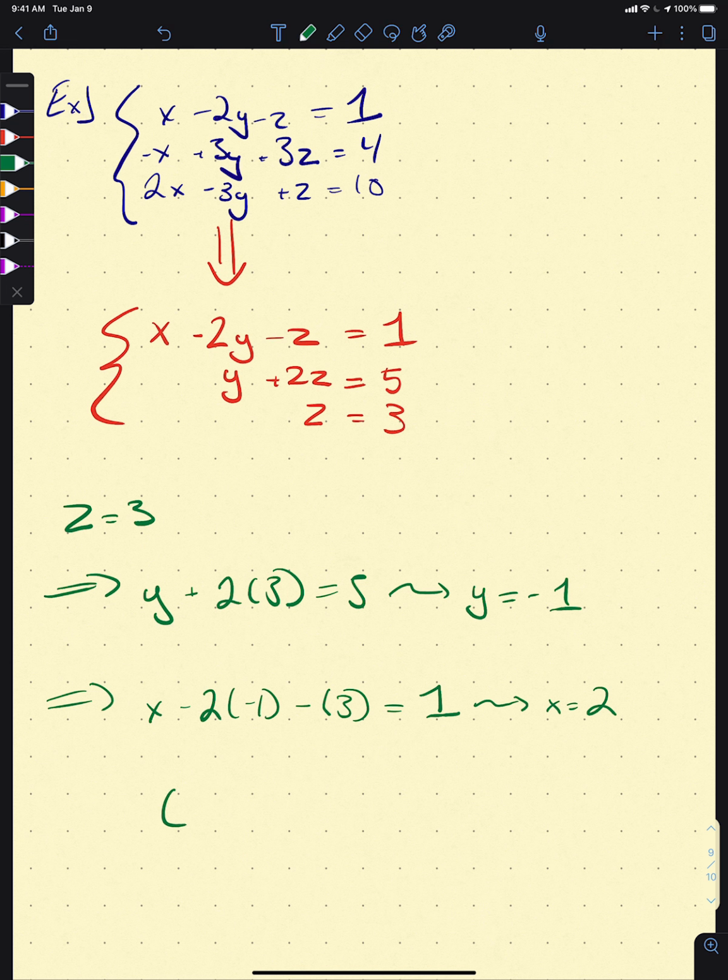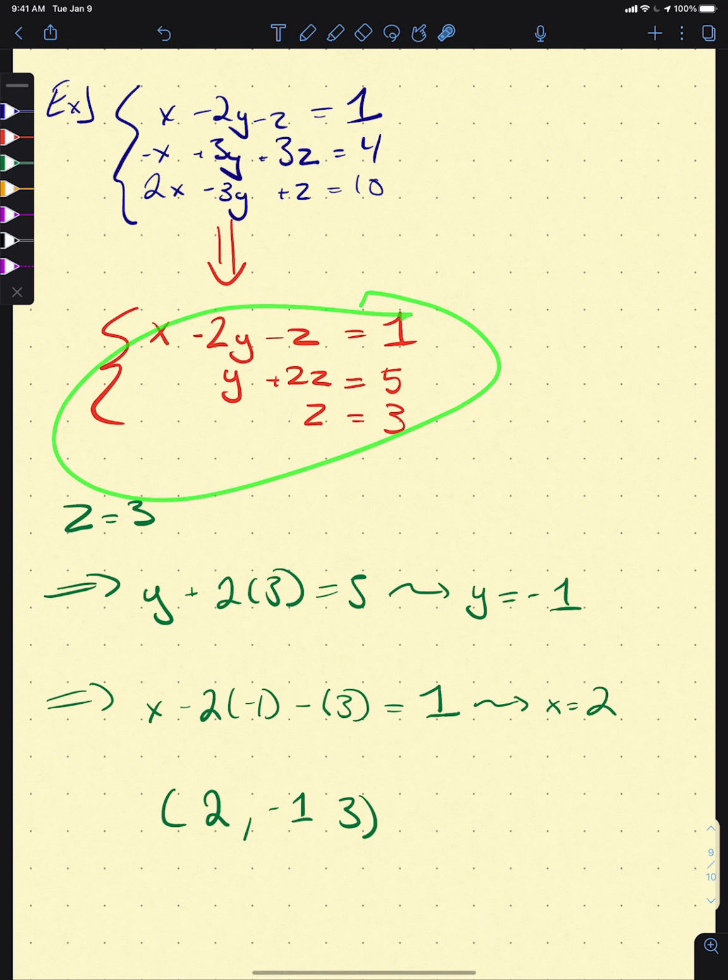So we can read off our ordered triple. That's our solution: we have 2, negative 1, 3. And I invite you, go ahead, definitely check this solution in this equation, and in this equation. It turns out these two are equivalent, so any ordered triplet that will solve this will also solve this.